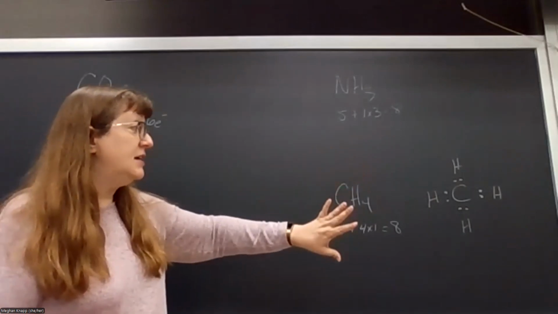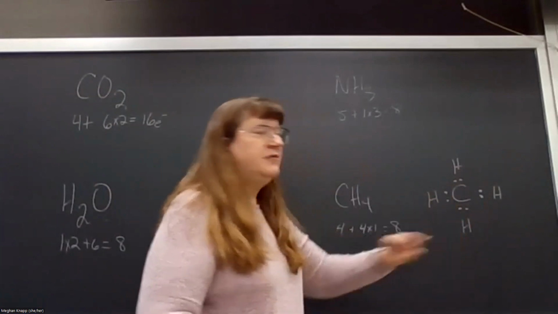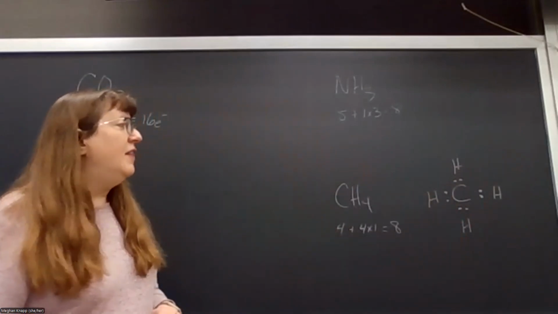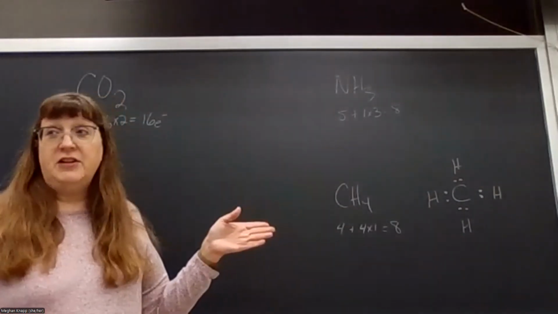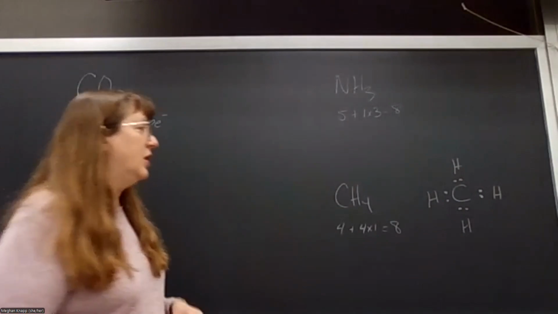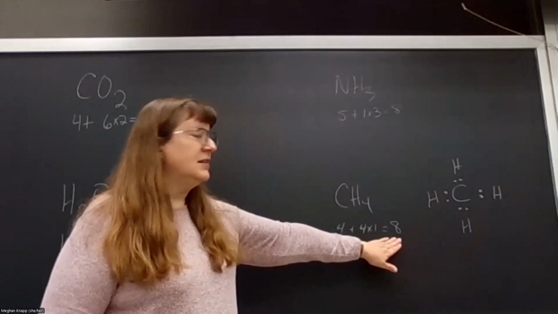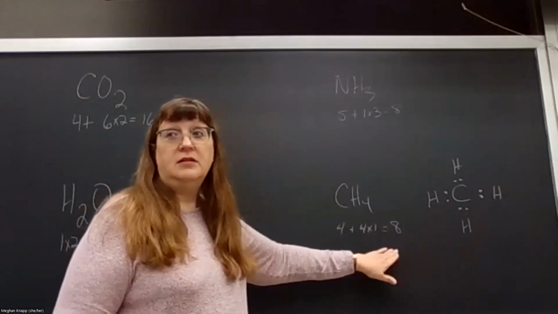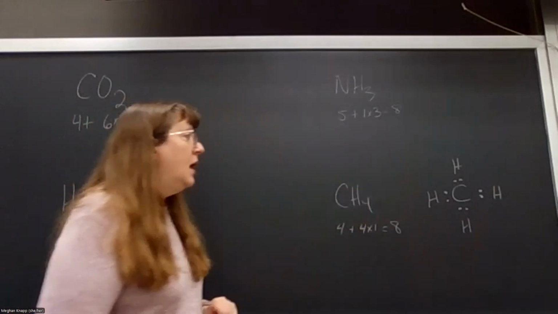So my octet says hydrogen only needs two, and hydrogen does only have two in each case, so it's good. And then everything but hydrogen should have 8 dots. So does the carbon have 8 dots around it? Yeah, okay. Now I'm going to compare the number of dots to my valence electrons. Do I have 8? Yeah. So this is a good dot structure, all right?